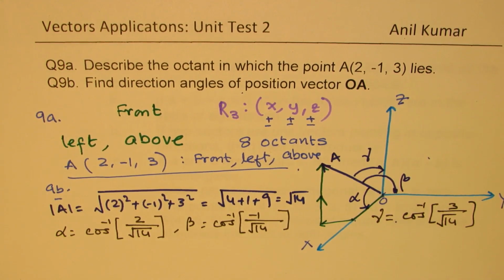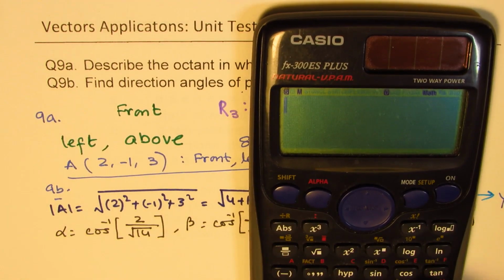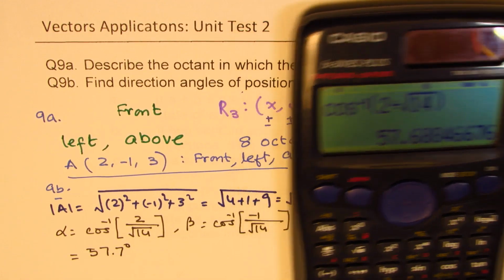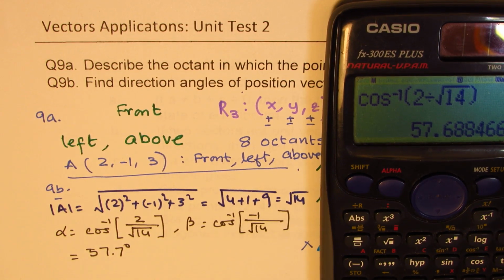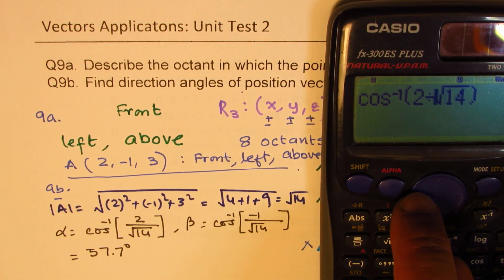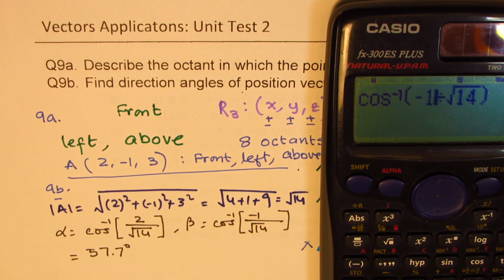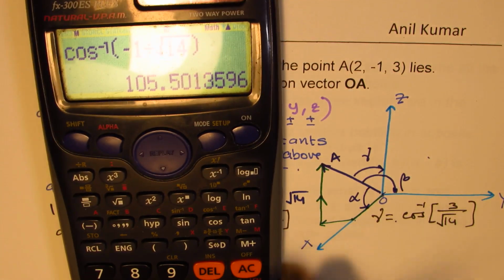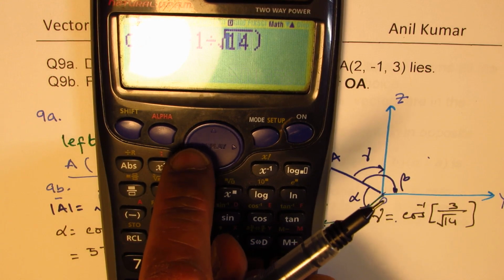Okay, let's figure this out. We have shift cos inverse of 2 divided by square root 14 within brackets is equal to, so we can write this as 57.7 degrees. For beta, it is minus 1 over square root 14, so let's change the 2 to minus 1. And now the answer is 105.5 degrees, right? For gamma, it is 3 over square root 14, so let's change this to 3 now.